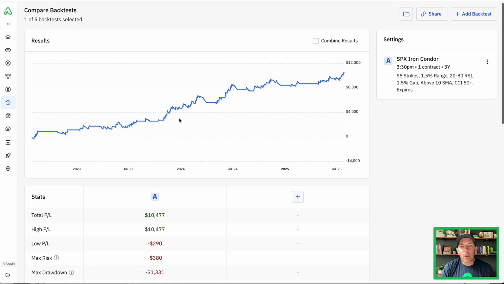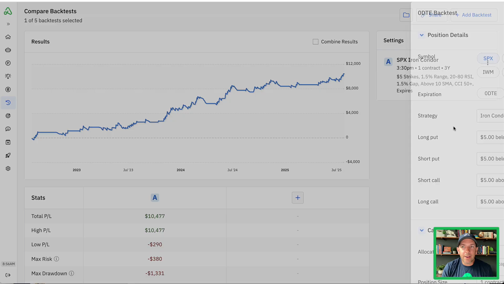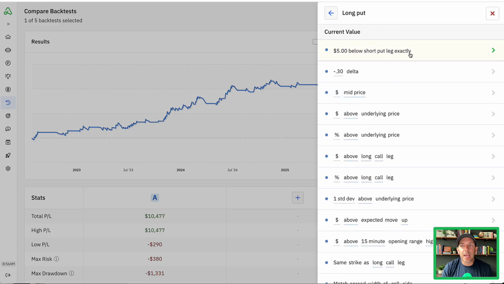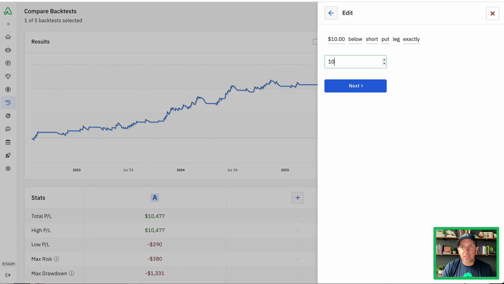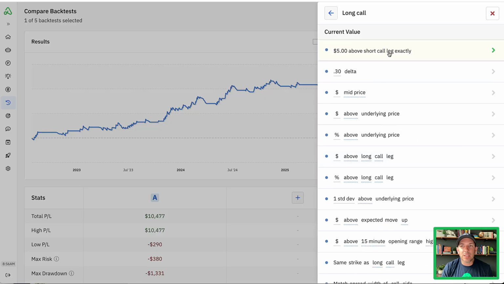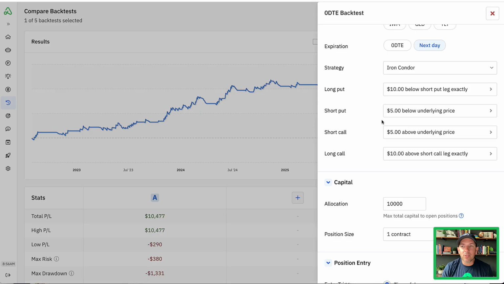So what I wanted to test out, though, is, okay, what if we go a little bit wider on this position? So instead of going $5 below on the leg width, what if we go $10 wide? And so this would be, of course, a little bit more risk per position. So instead of getting into a position that's $5 wide, you're getting into a position that's $10 wide. We still have our short strikes $5 above and below the market. So the short strikes are still at the same level. We still have the same range.